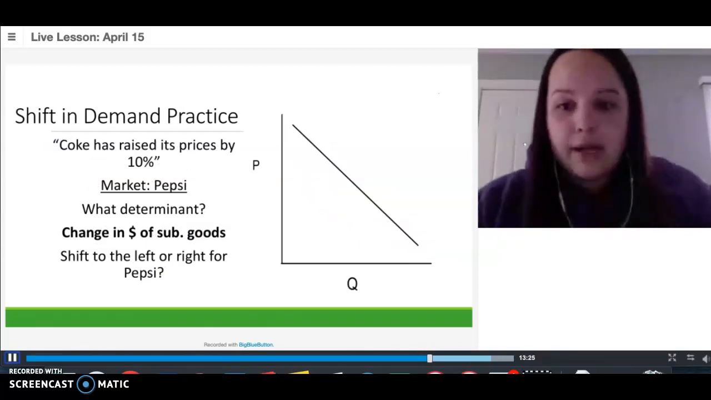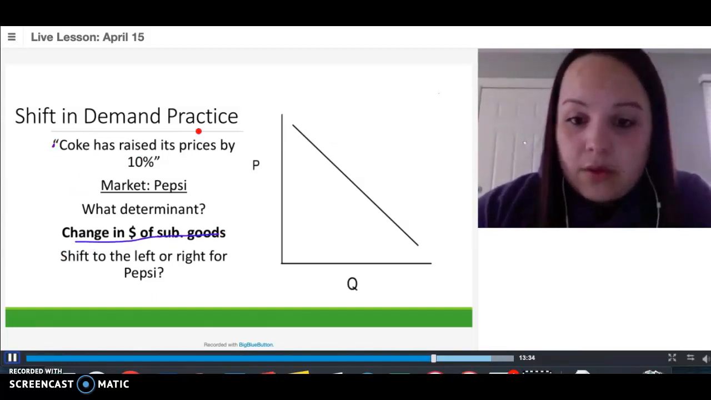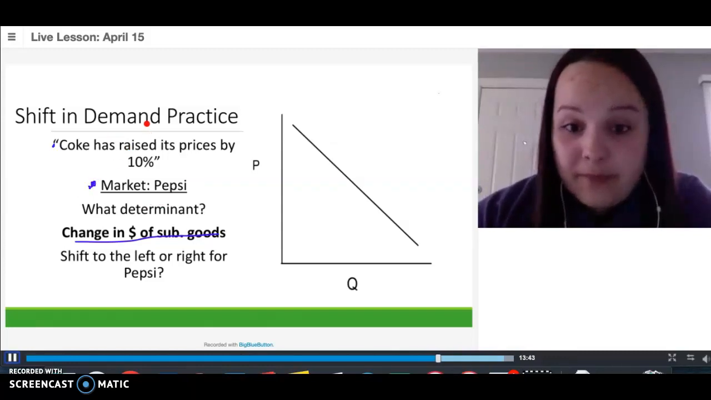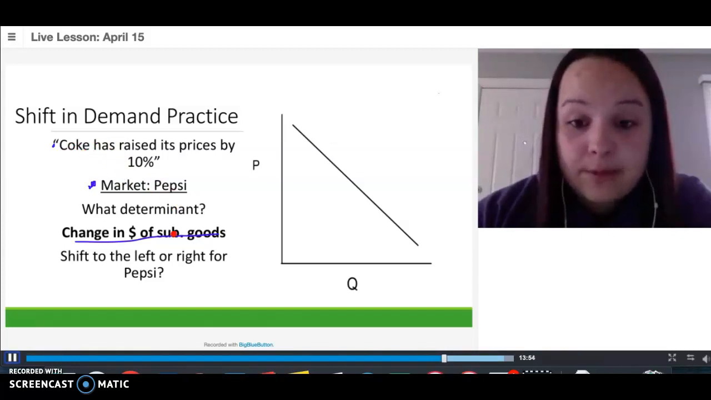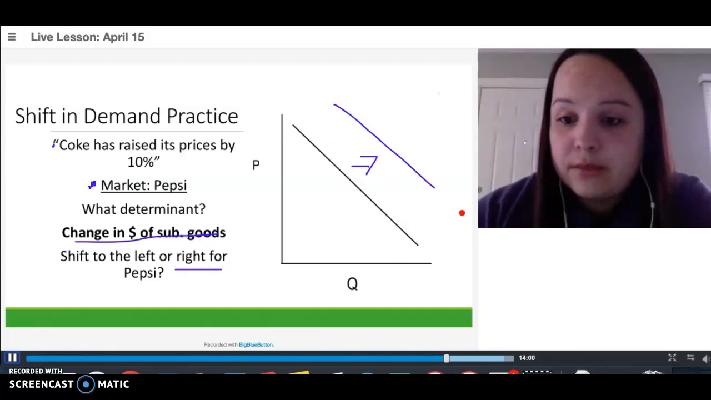So just a couple more to hit this idea home. Practicing now with the change in the price of substitute goods with Coke and Pepsi once again. So the scenario is that Coke has raised its prices by 10%. So the market or the product that we will focus on then is for Pepsi. If Coke is raising its prices, and remember, Coke and Pepsi, they're substitute goods. They can essentially, they're both pops, just different brands. So looking at Coke and Pepsi, if Coke raises its prices, the demand for Pepsi is going to increase. So we are going to shift that curve then to the right. And again, if you want to label them D1 and then D2 to signify which one is the new demand curve.